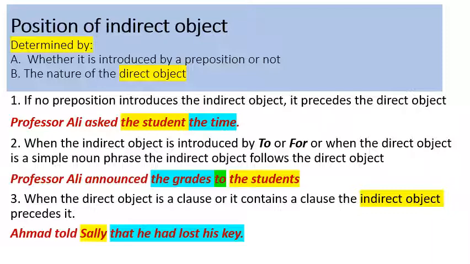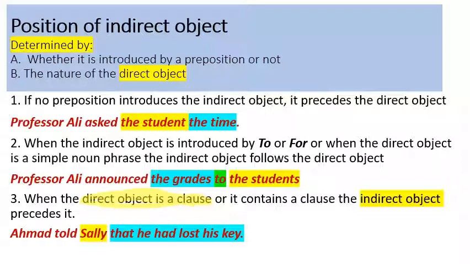And by the way, when you have a simple noun phrase, what is a simple noun phrase? It's a noun which is preceded by a determiner. The student, the child, we call this a simple noun phrase. Okay. This is the point that I'd like you to pay attention to. If your direct object is a clause, which means if it consists of more than one word, or if it contains a clause, usually the indirect object comes before it.